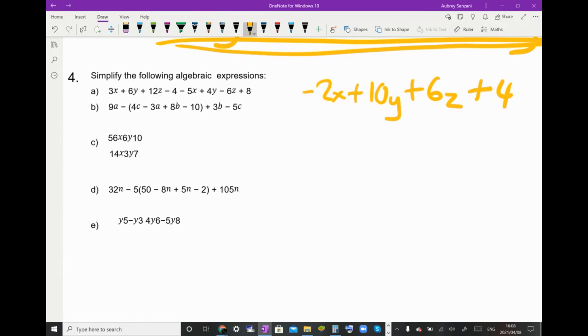For me, I feel like you could even divide this by 2 if you wanted to. In your answer books, I see they leave it, but I would actually go on to say negative x and then positive 5y plus 3z plus 2. That's how I would leave it, because they said simplify, right? But I see they went just as far as this point. But that's fine.